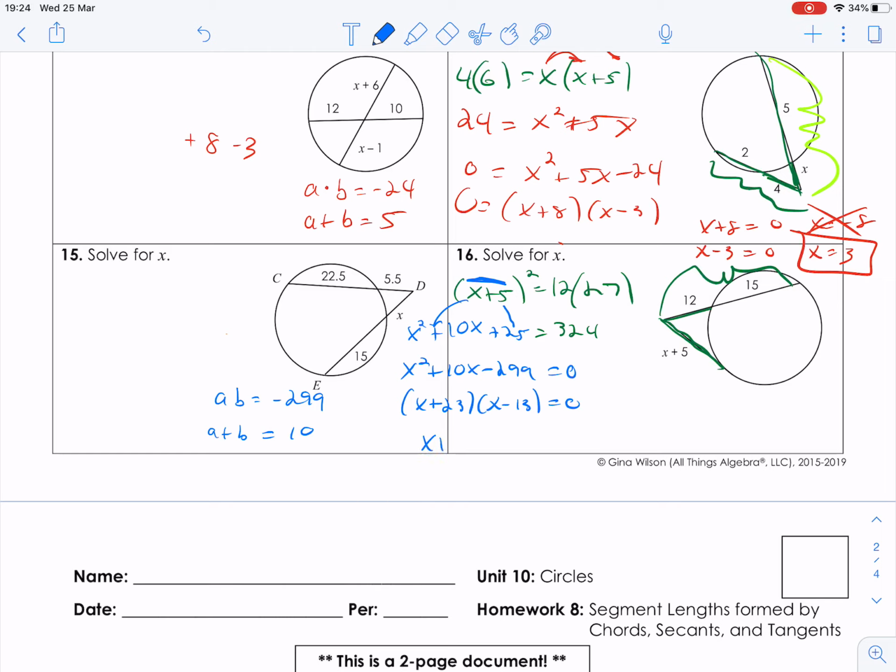Set each equal to 0. I showed you how to do that. So x could equal negative 23 and x could equal 13. So both are answers, but we have to see in the context of the problem, does each make sense? So if I plugged it in here, can we have a negative length? Negative 23 plus 5 is negative. So no. Ooh. 13 we can. So 13 is our answer.